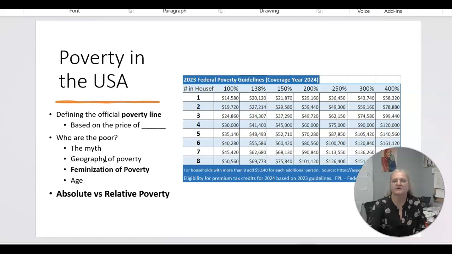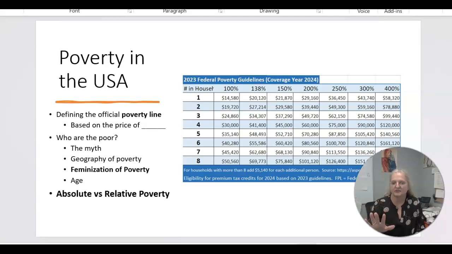So poverty, okay, this is an important point: the definition, or how the poverty line is calculated, I do not believe is in the OpenStax textbook. So you want to listen closely because this is an exam question. The official poverty line is based on the price of food.